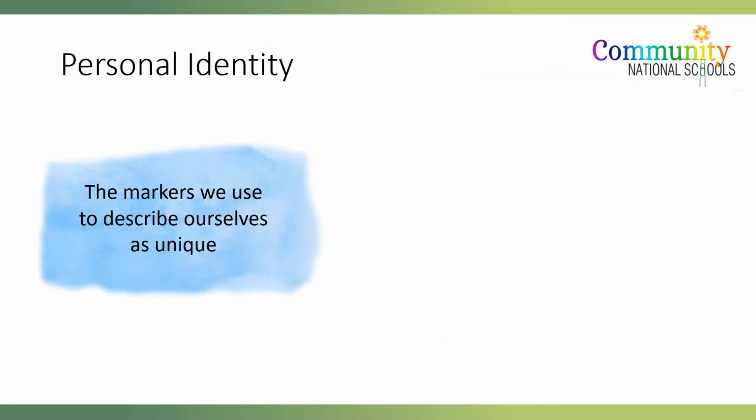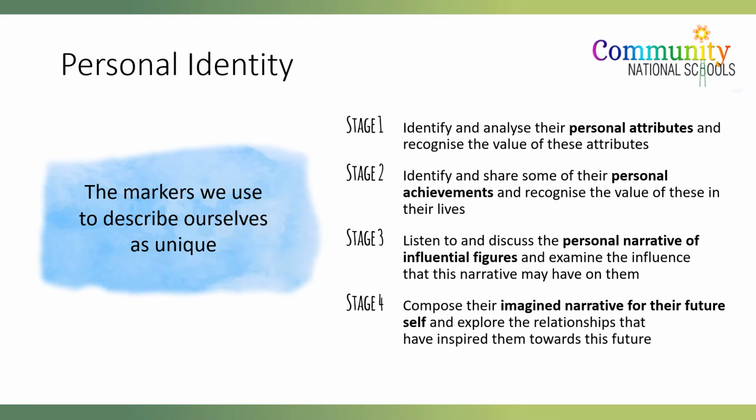Personal identity refers to the markers we use to describe ourselves as unique. In terms of their personal identity, a child might describe themselves as an artist or a musician, a swimmer, calm, confident, nervous, someone's friend or sibling. Within GMGY, there is an emphasis on supporting the development of a child's personal identity across each stage. This is evident from the learning outcomes within the My Story strand.